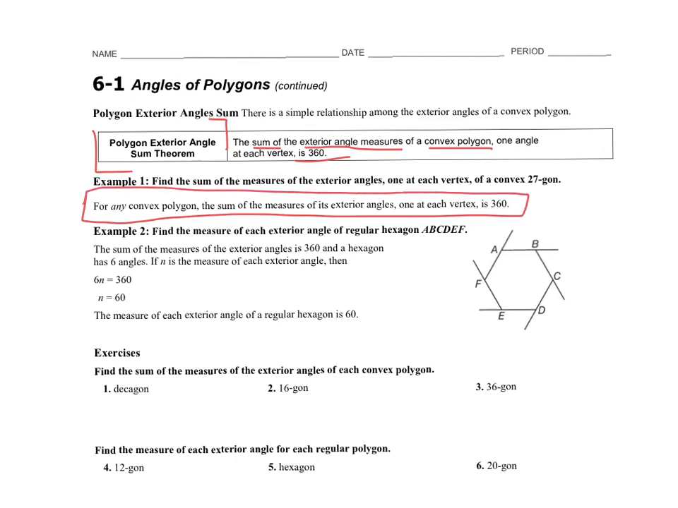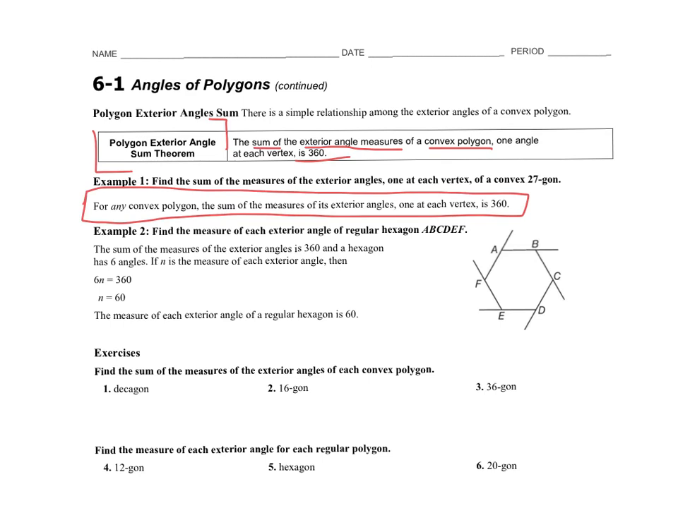Example 1 talks about a 27-sided polygon, but whether it has 3 sides, 8 sides, 27 sides, or 8,000 sides, the exterior angle sum is always going to be 360 degrees. And we can use this with a little bit of division to find the number of sides, the number of angles, the measures of angles, and so on and so forth.